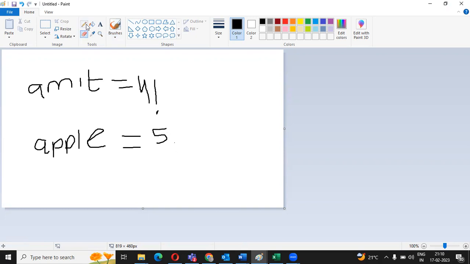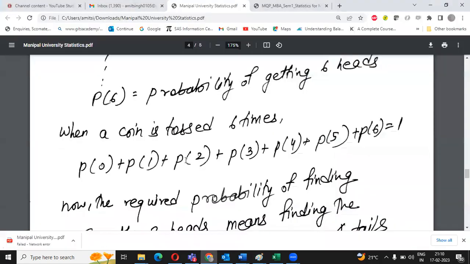I can write this in another way, because I'm not able to put the dot. Factorial I can write like this: 5 factorial divided by 2 factorial. Why 2 factorial? Why not 5 factorial? Because there's a repetition of the letter P. The same way I use the logic here.